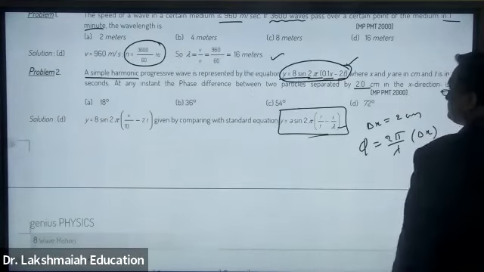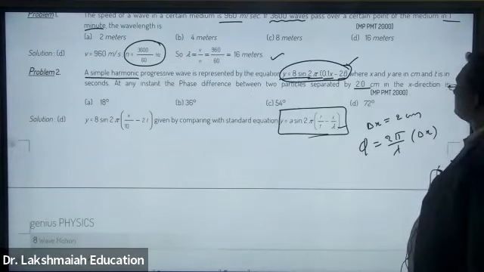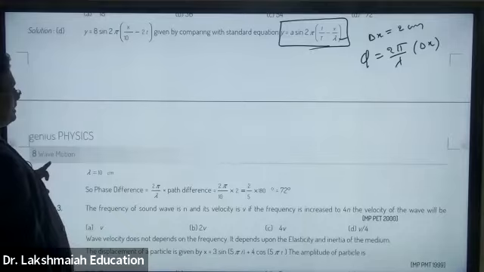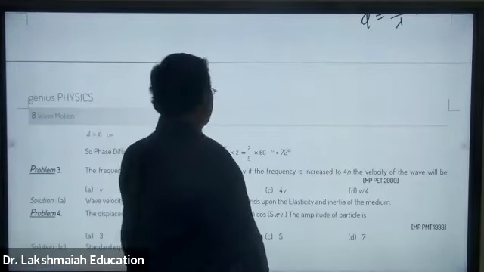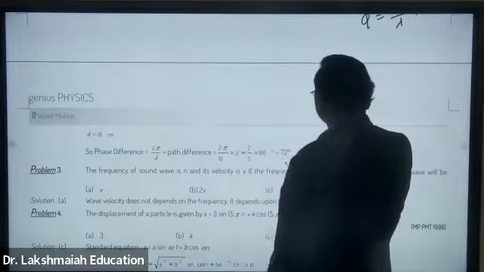How much you got? Sir, 1 by 2. Yeah, see, lambda is 10. Answer is 2 by 5 into 180 degrees, 72 degrees. Did you get this? Yes, sir. Any doubt? No, sir. Right. Next problem.